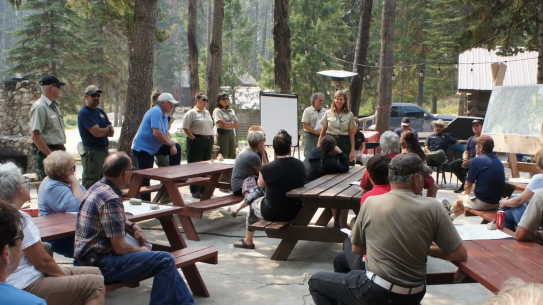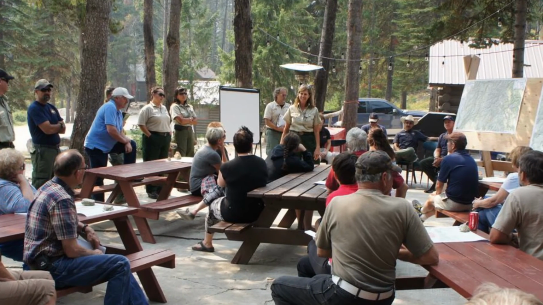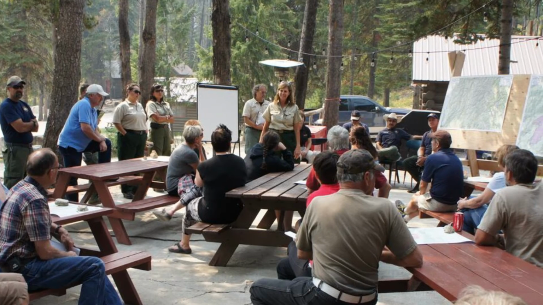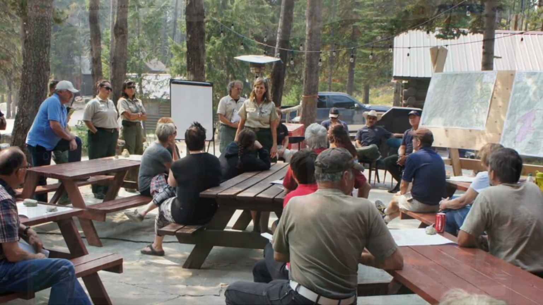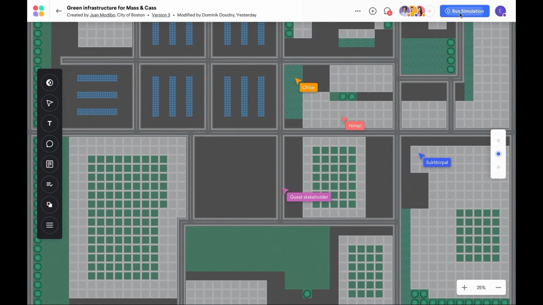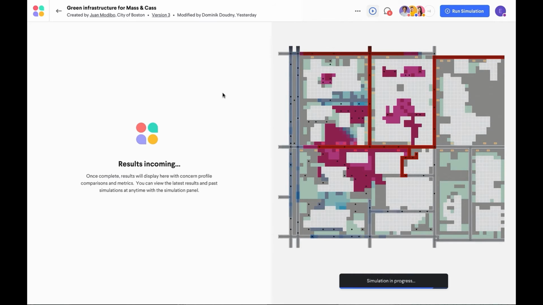Simulation results from this and other models cannot by themselves provide answers. Human judgment must be involved in what the desired solutions and priorities are. This is what makes it a democratic process. And fora.ai supports that process by evaluating simulation results through the different concern profiles entered by participants.